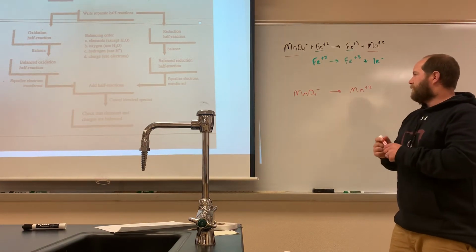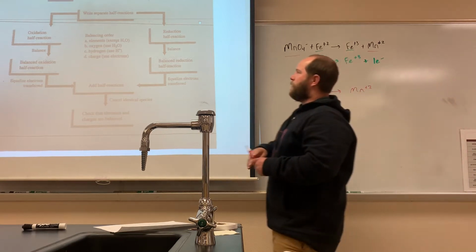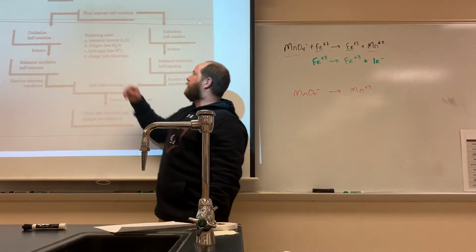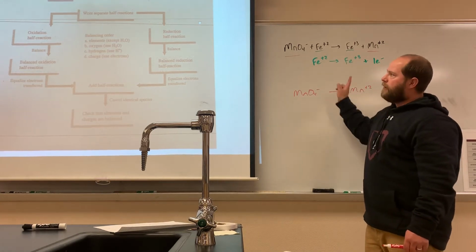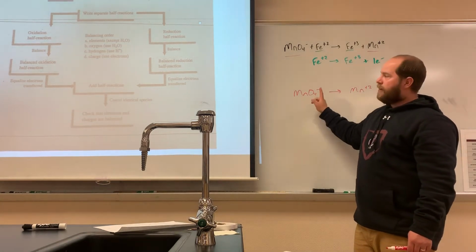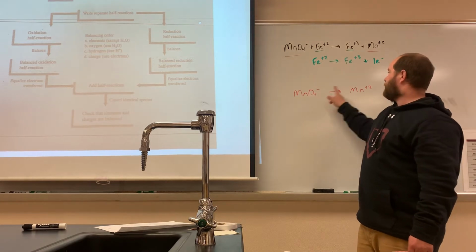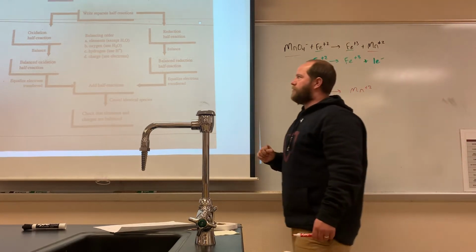So let's balance this one. All right, going through the balancing order, doing the elements. Well, they're good. Okay, Mn and Mn's good. Now let's look at the oxygens. We have 4 oxygens on this side. We do not have 4 oxygens on this side.